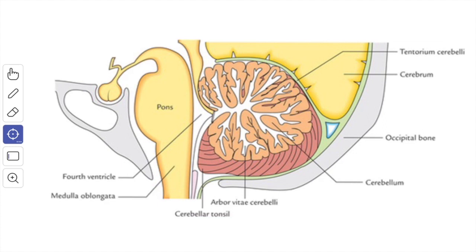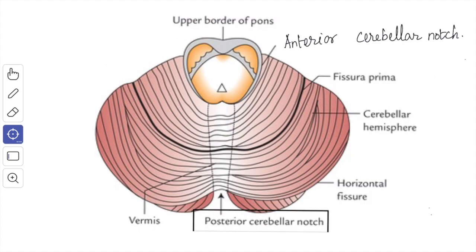The three primary functions of the cerebellum are the maintenance of posture, the maintenance of muscle tone, and coordination of voluntary motor activity. Next we'll see about the external features. The external features of the cerebellum consist of three parts, two surfaces, two notches, and three well-marked fissures.